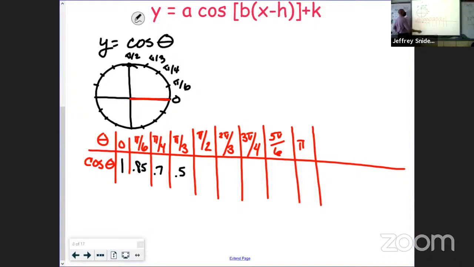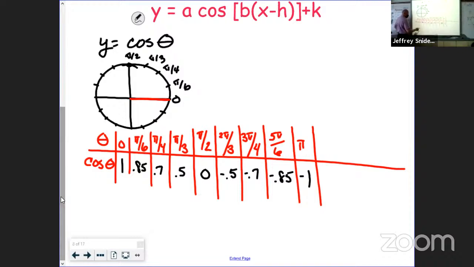Pi over 2, what's the cosine? What's the x value here? 0. All right. 2 pi over 3, what's the cosine? -1/2. 3 pi over 4, it's going to be negative radical 2 over 2, so it's at negative 0.7. 5 pi over 6, it's at negative radical 3 over 2, which is negative 0.85. At pi, it's going to be where? Negative 1. Okay? All right.